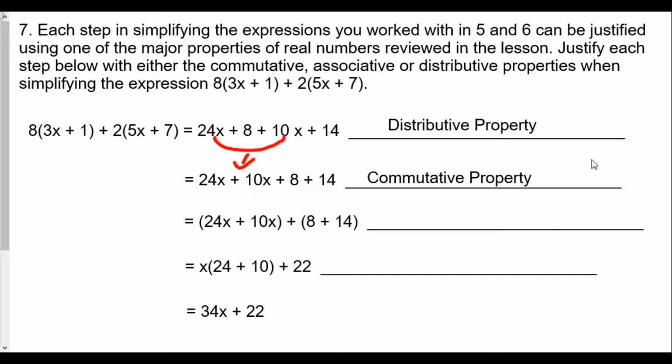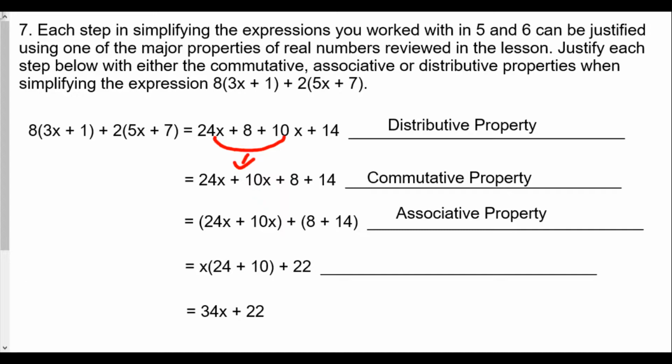Okay. Now when we have the 24x plus 10x and the 8 plus 14 grouped together in this form, this is the associative property. Let's move over here and stretch this out a little bit. So the associative property is, in this case, the property we use when we are grouping things differently. We can group the numbers differently and still get the same exact result because the associative property works for addition. Okay, so now the next step.